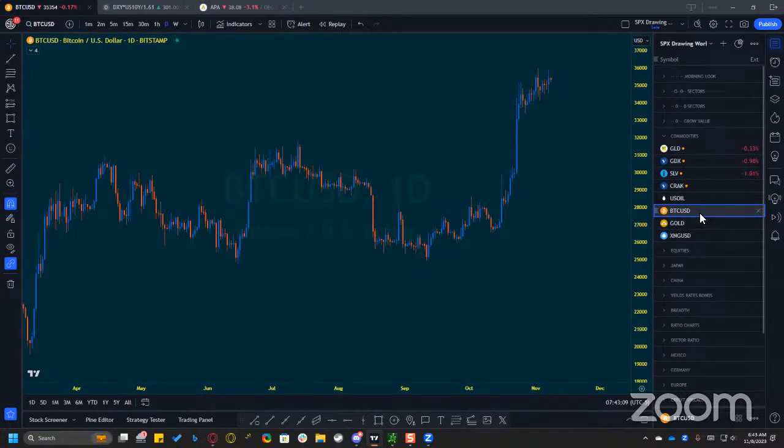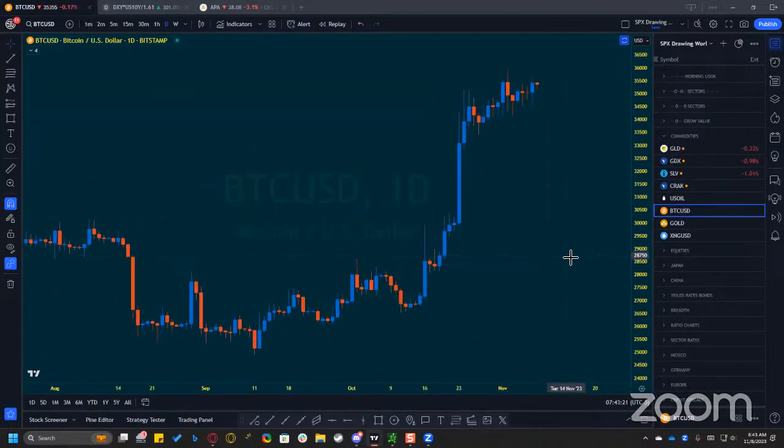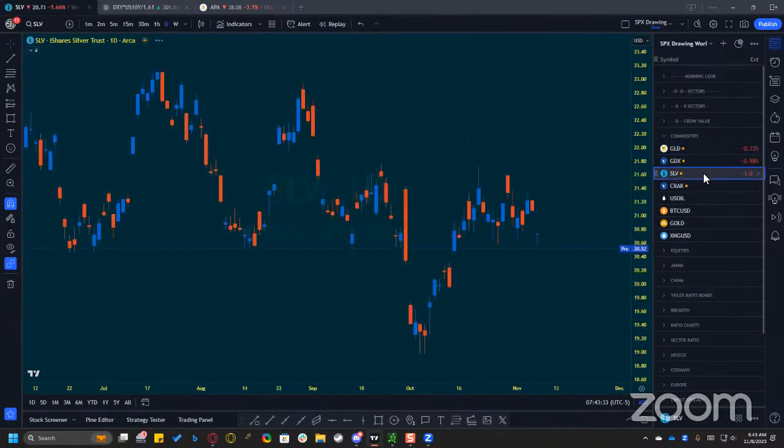Bitcoin still holding that high in a very, very sexy textbook bull flag. I mean, that's one for the books right there. And of course, with US dollar Japan continuing to rise, we've got gold and gold miners and silver down.